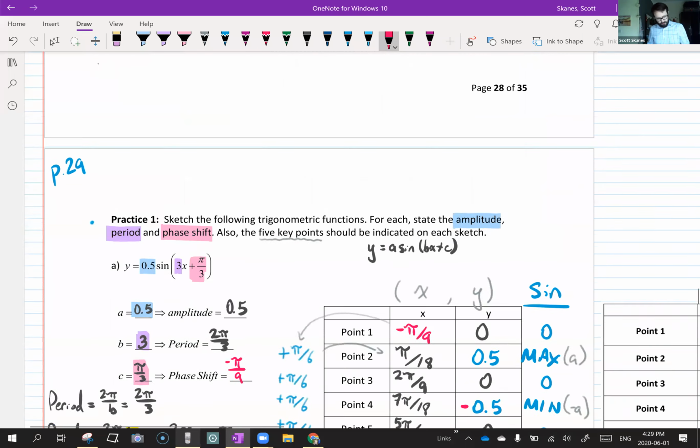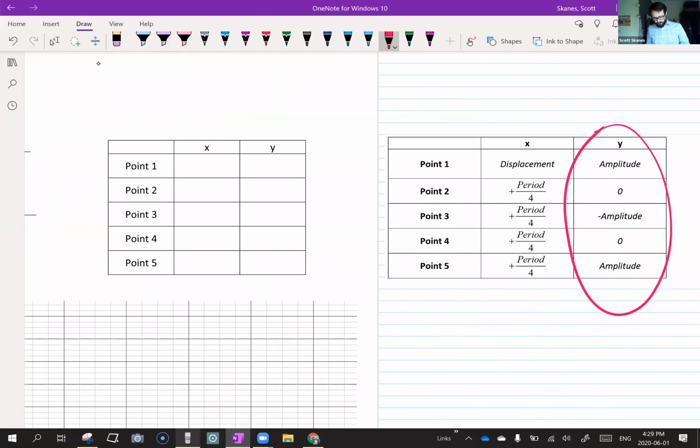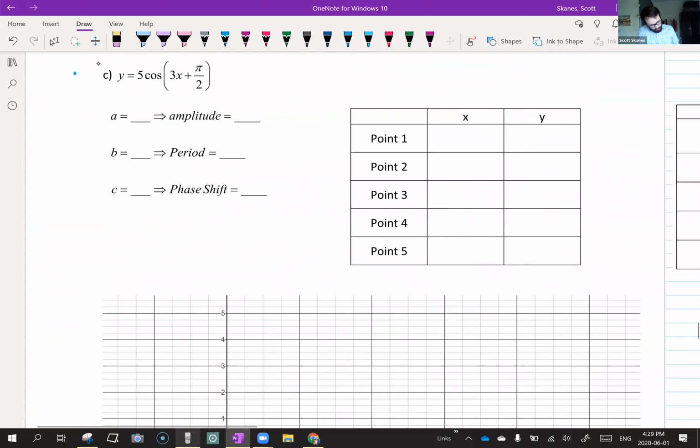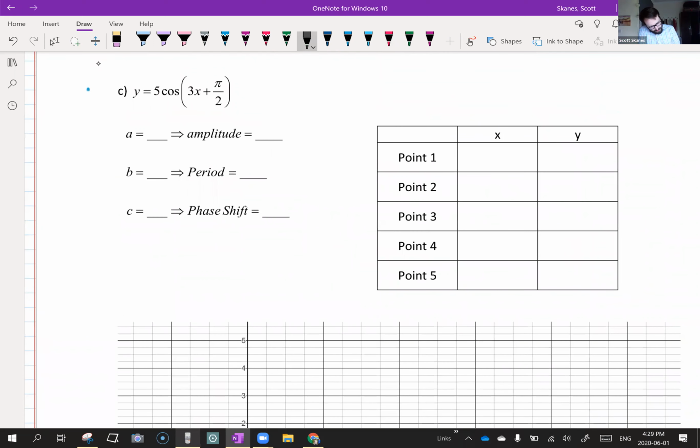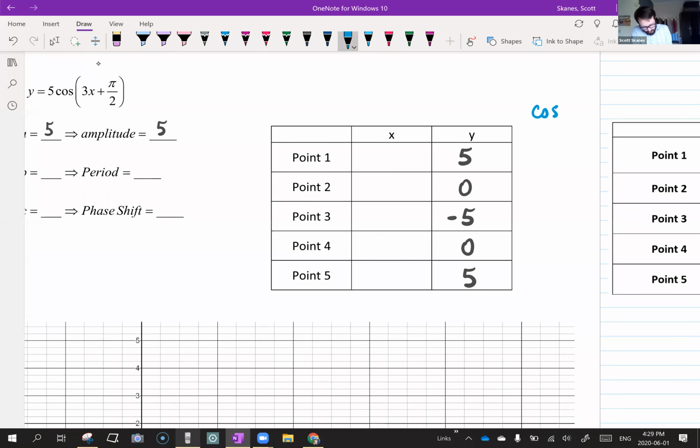Okay? So I'll just scoot forward to practice 3 here, and we'll get it done. You can use this cheat sheet if you need it. It's in your notes. Let's get it done. So 5 is A, which means amplitude is 5. Right away, I can fill in the table. I'm going to use Ali's suggestion, max, 0, min, 0, max. I'll write it one more time so that it's burned into your brain. For cosine, max, 0, min, 0, max.